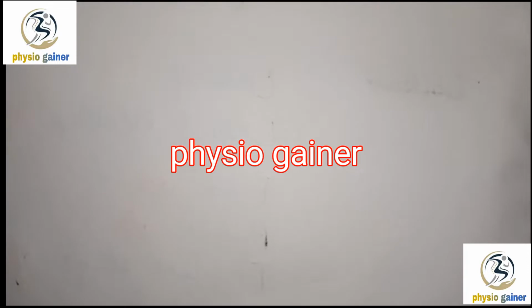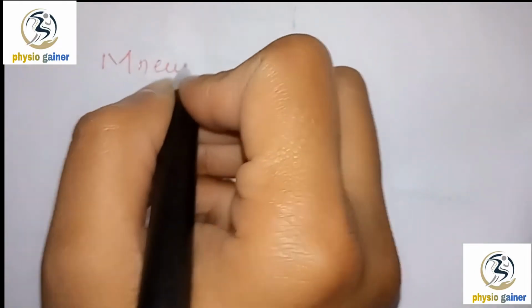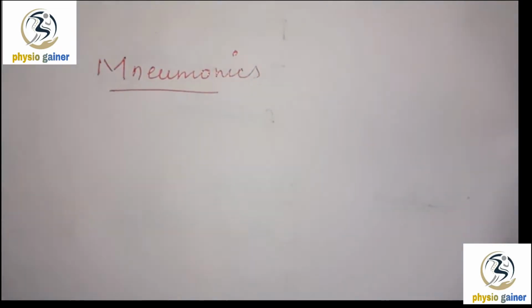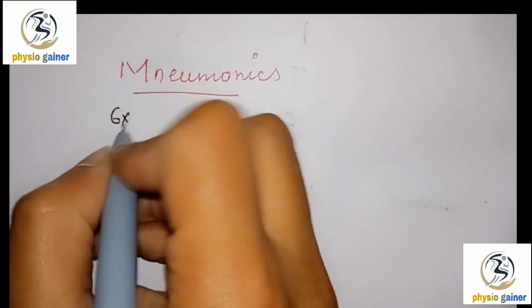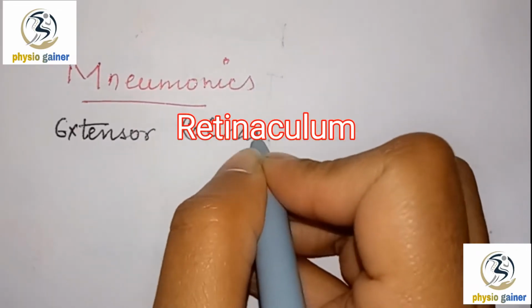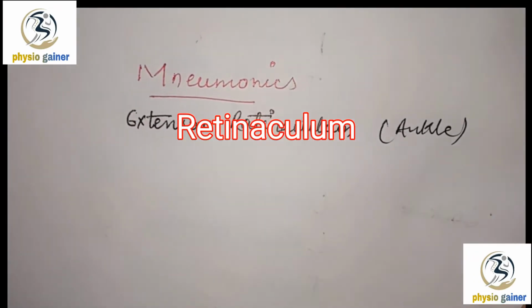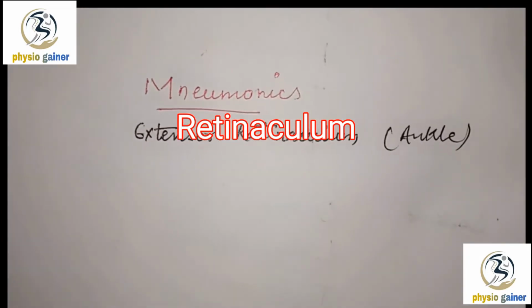So we are going to study about, as usual, mnemonics. But which type of mnemonics are we going to study? Today we are going to study about the extensor retinaculum present in the ankle, its mnemonics. So let's get started. First we will write mnemonics about extensor retinaculum, which is present in the ankle, or we can say foot. So what is the mnemonic of it?